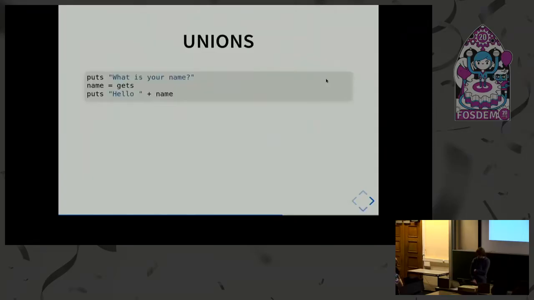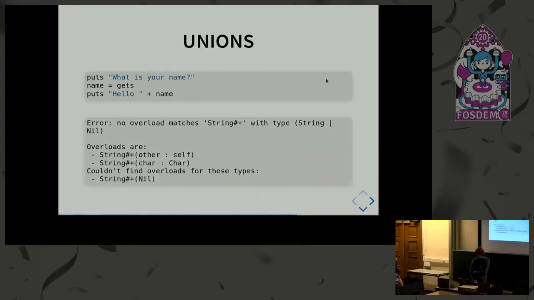A bit of an example about unions. So you have the gets function. It gets a string from the terminal. It can return the string that you typed in, or if you have an EOF, like you press Control-D at the terminal, end of file, it can return nil. So if you write this code, hello, what is your name, hello, your name, you get an error because gets can return nil. So gets returns string or nil.